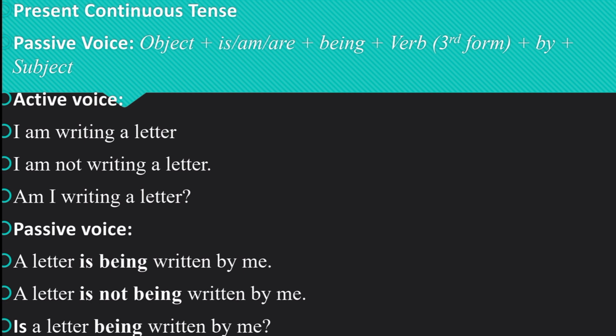Next one is present continuous tense. Students, see the example. I am writing a letter. When we are converting this sentence into passive, it will become a letter is being written by me. So, if ing comes in passive voice, it will become being, B-E-I-N-G. Please remember that. I am not writing a letter. A letter is not being written by me.